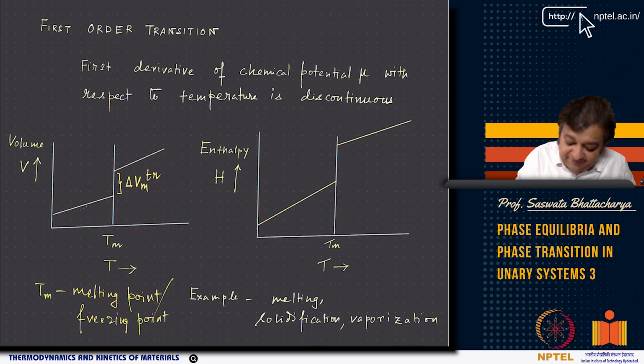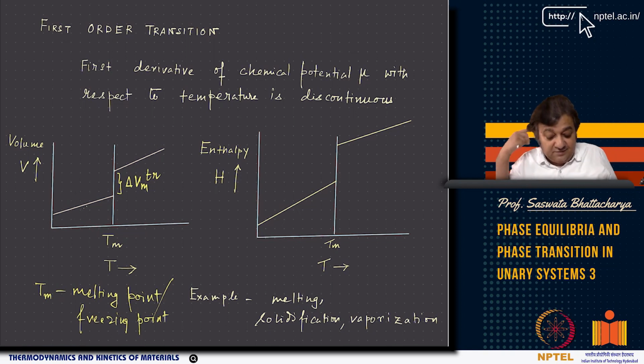So this is the alpha phase and this is the beta phase, or you can think of this as the solid phase and this is the liquid phase. And as you can see that there is a jump, right? There is a jump at the transformation temperature or the melting point.